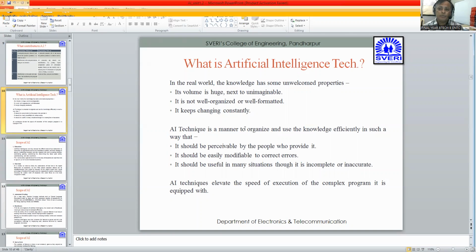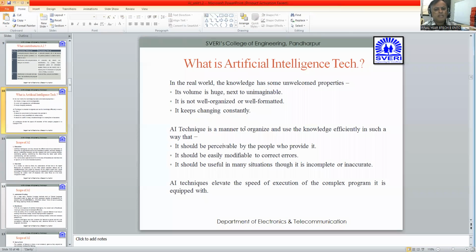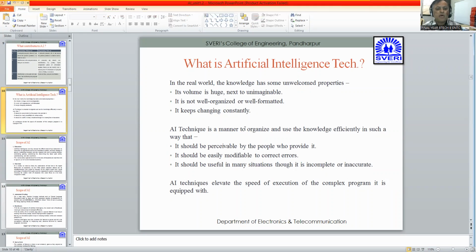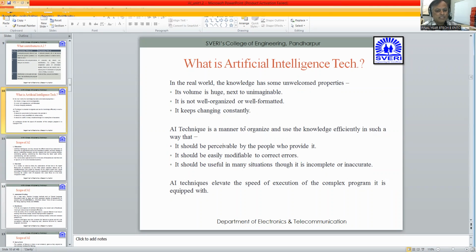So it should be useful in many situations. Even if it is a little bit incomplete, it may be inaccurate, but it should be useful. So artificial intelligence technique helps you to organize the knowledge, the unimaginable, huge knowledge, and it's not well organized. So it helps you to organize.